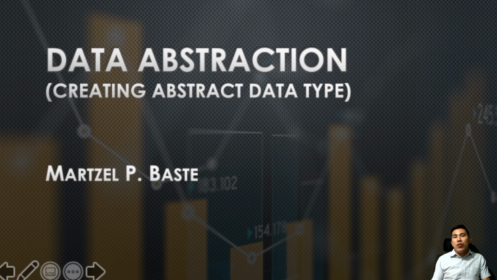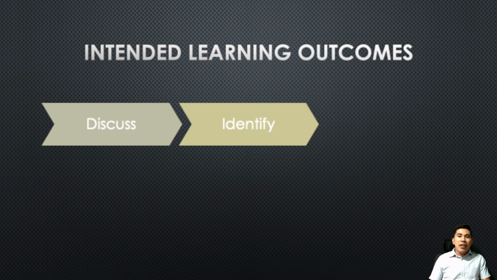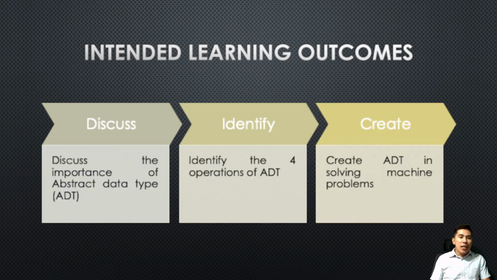Now that we already know how to calculate the time and space complexity of an algorithm, as well as the asymptotic notations, for today we are going to focus on creating abstract data types. The intended learning outcomes are to discuss the importance of abstract data types, to identify the four operations of a data type, and then to create ADTs in solving machine problems.